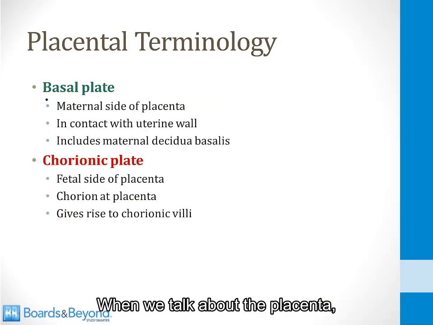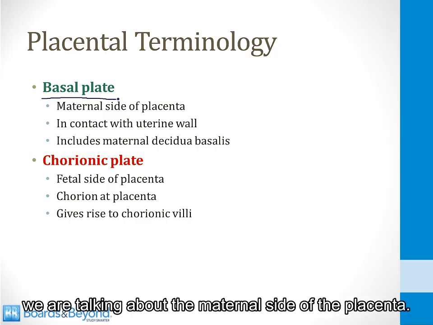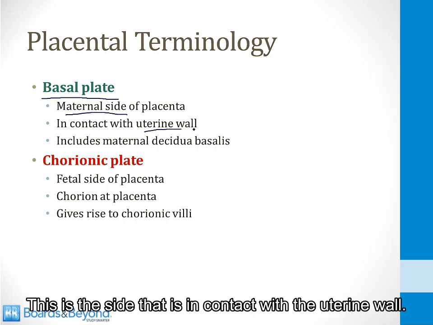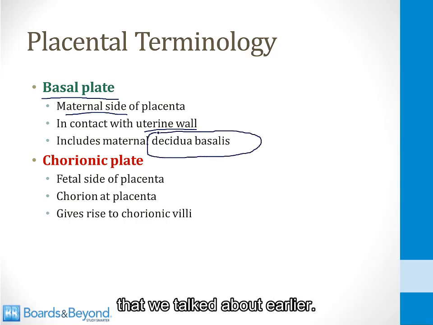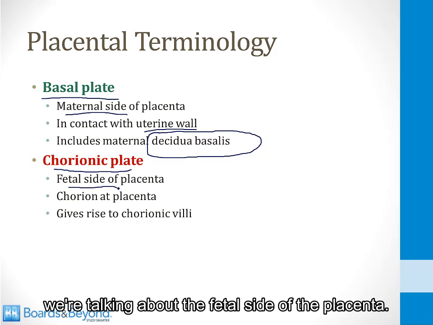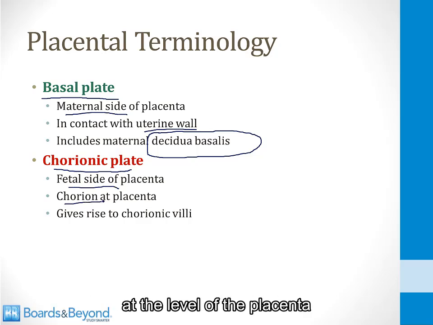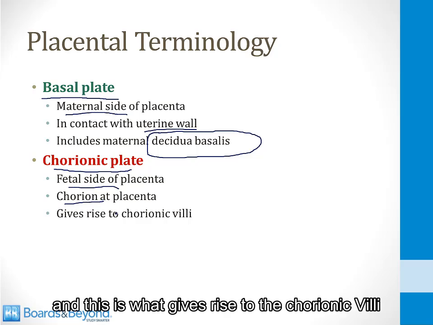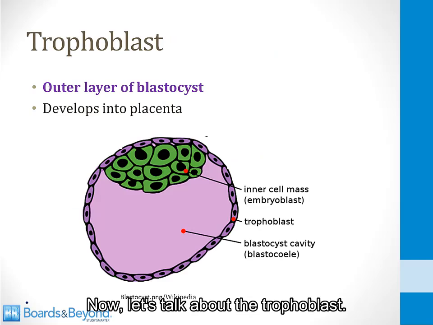When we talk about the placenta, there's some terminology you need to be familiar with. When we refer to the basal plate, we are talking about the maternal side of the placenta. This is the side that is in contact with the uterine wall, and it includes the maternal decidua basalis layer that we talked about earlier. When we refer to the chorionic plate, we're talking about the fetal side of the placenta. This is in reference to the chorion membrane at the level of the placenta, and this is what gives rise to the chorionic villi, which are very important structures for nutrient and gas exchange that we'll talk about in a minute.